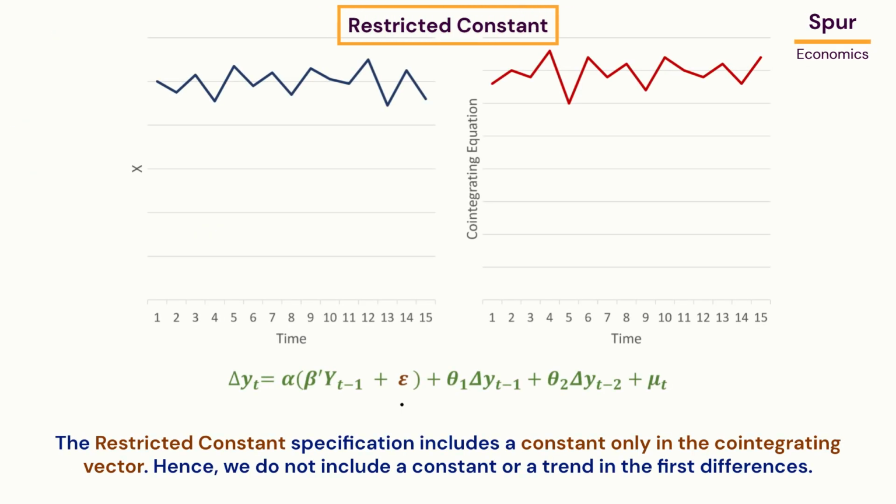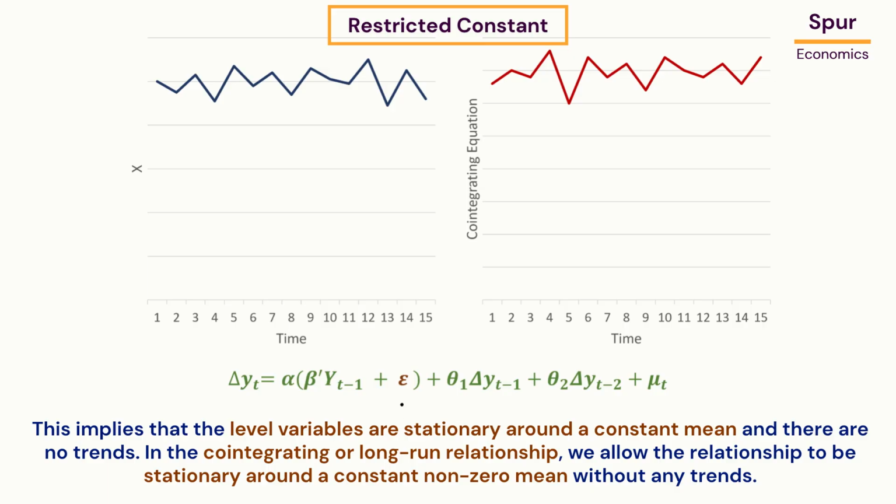The restricted constant specification includes a constant only in the cointegrating vector. Hence, we do not include a constant or a trend in the first differences. This implies that the level variables are stationary around a constant mean and there are no trends. In the cointegrating or long-run relationship, we allow the relationship to be stationary around a constant mean without any trends.